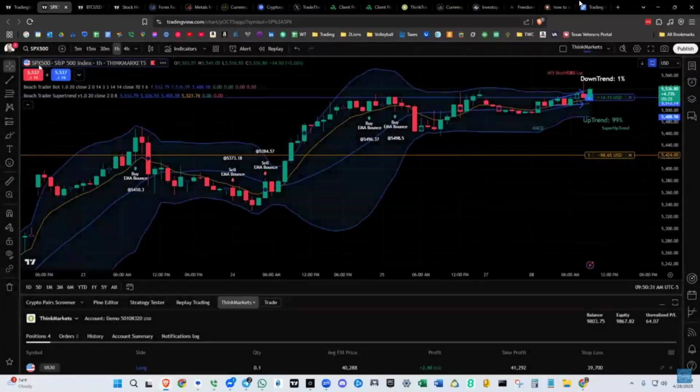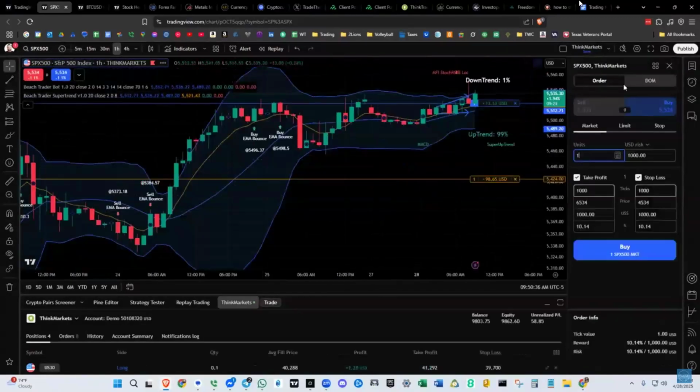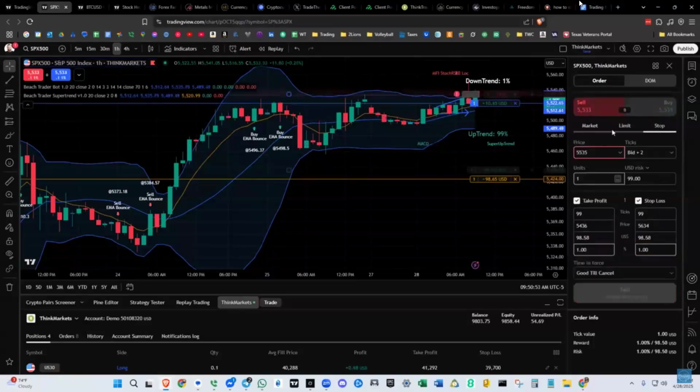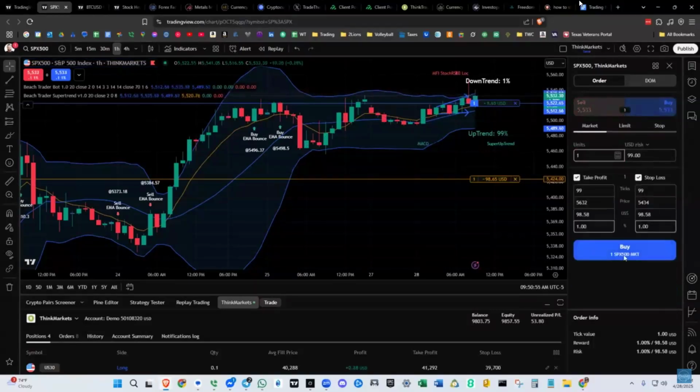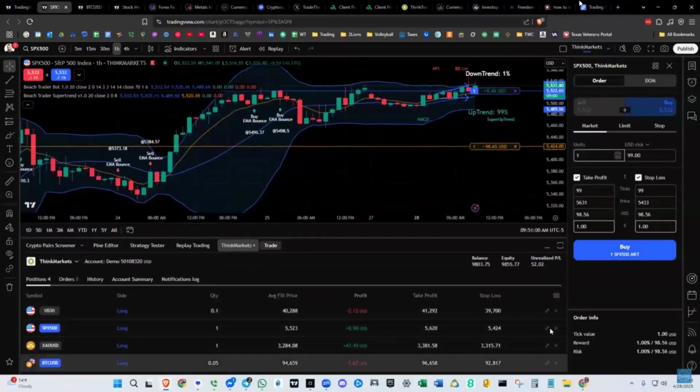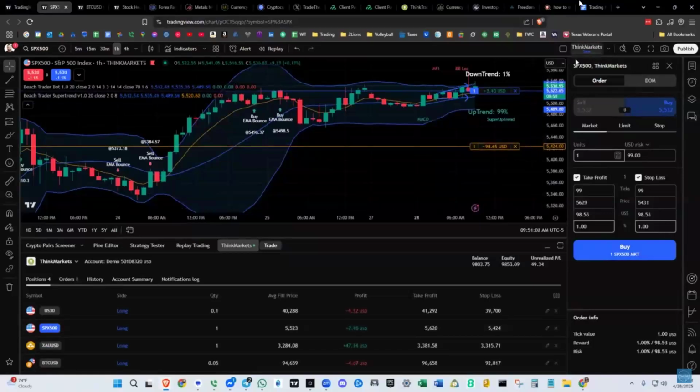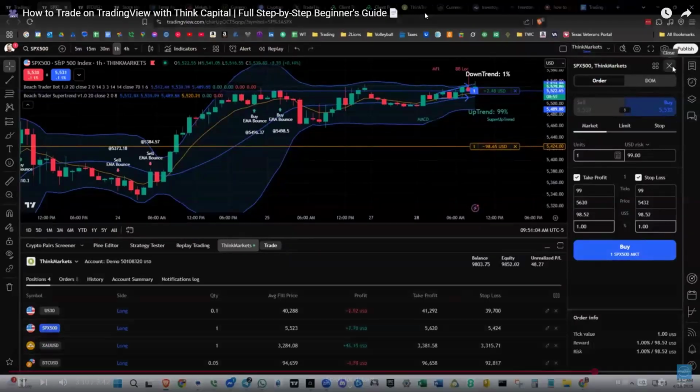So now that I'm on the SPX 500 on Think Markets, I can hit the trade, and then it pulls up my trading window right here. I'm able to set my take profit and my stop loss, and then I can buy or sell. You can even do limit and stops, but obviously just do market orders. And these are the trades I got going at the bottom here. So that's it. Nice. Good job, man.